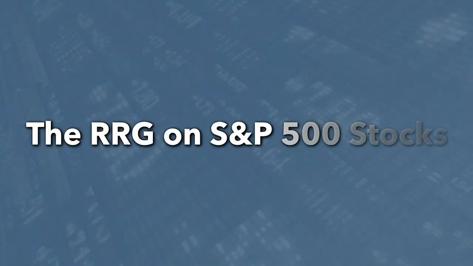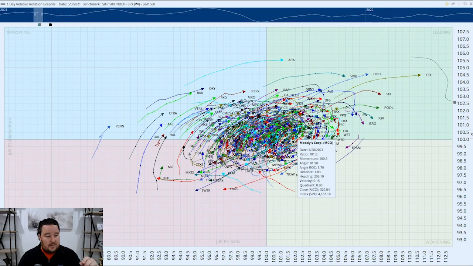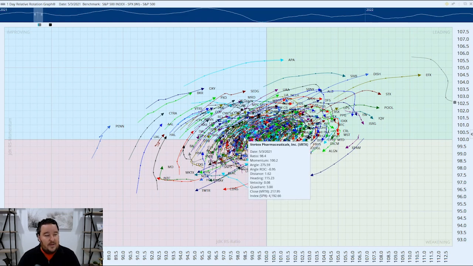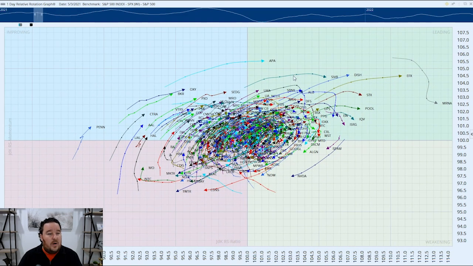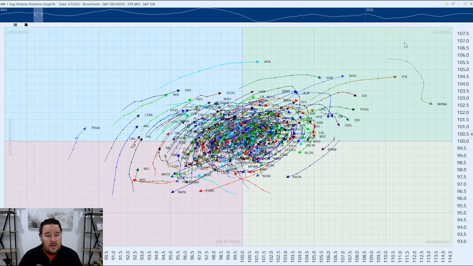So this is a chart of every stock in the S&P 500 right now, as it sits. And then you can see the four quadrants here. In the top right, we have the leading quadrant, shaded green. In the bottom right, we have the weakening quadrant, a faint yellow. In the bottom left, we have the lagging quadrant. And in the top left, we have the improving quadrant.